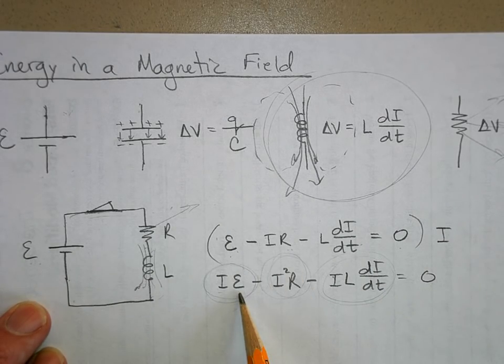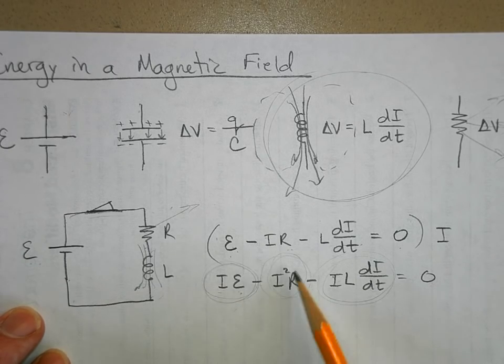Now, if I multiply the voltage of the battery by the current flowing through the battery, this is the rate at which energy is being added to the circuit. It's the power of the battery. So this is the rate at which energy leaves the circuit, I squared R. Remember, P equals I squared R for a resistor. Which means that this is the rate at which we're adding energy to the circuit, storing it in the magnetic field of this inductor.